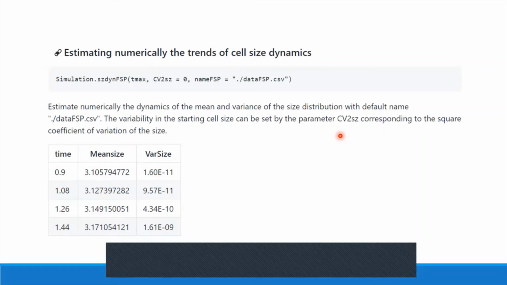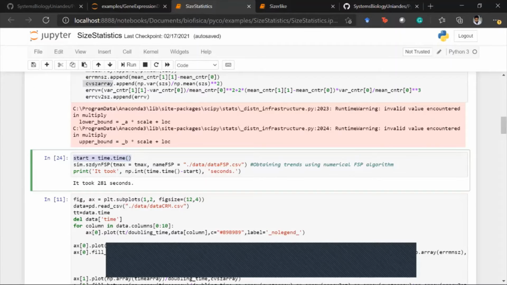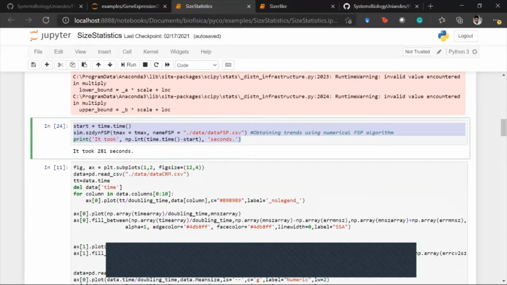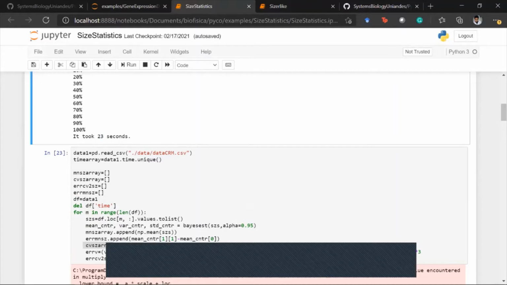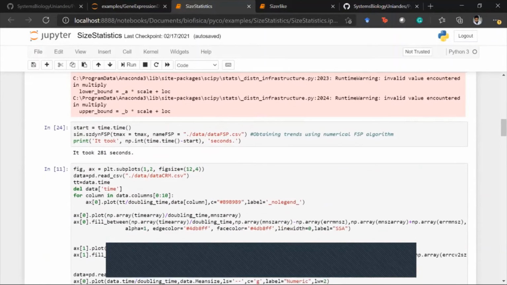You can compute the CV square of the size using variance over the mean squared. You can do it by running these lines, and it is a little slower than the time spent to estimate the stochastic dynamics.